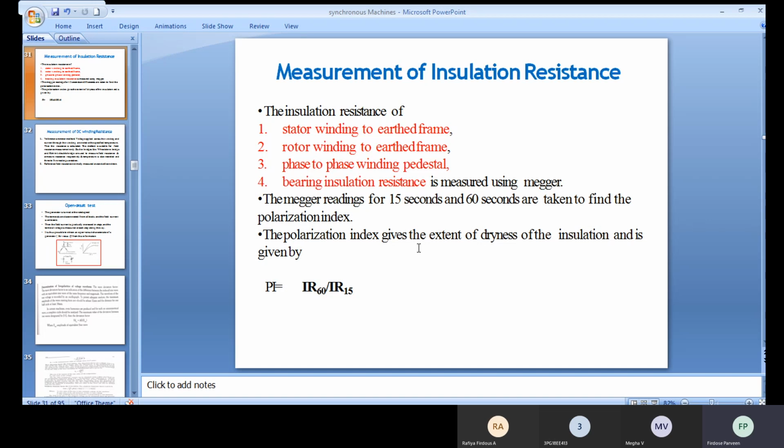The Megger reading for 15 seconds and 60 seconds are taken to find the polarization index, which is given by the formula here, PI equals R60 divided by R15. This R60 is nothing but resistance which is taken at 60 seconds, and R15 at 15 seconds. Drying out shall be done if the insulation resistance is less than the specified values. The method of drying may be decided in consultation with the manufacturer.